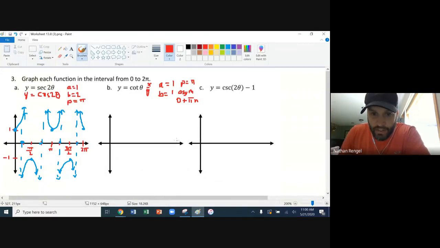So when I'm looking at graphing this one, we'll fill in our values: 2 pi, pi, pi over 2, and we got our 3 pi over 2.